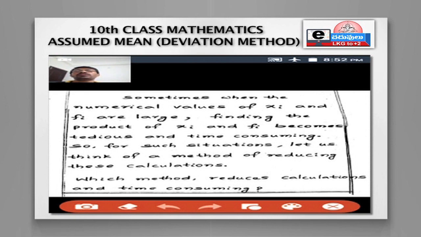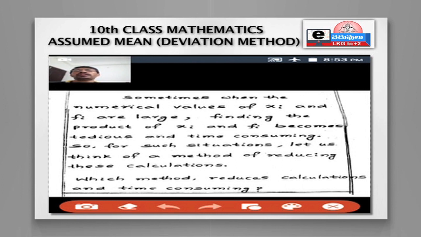So we require one more method to reduce these calculations. Which method reduces calculations and time? We require one more method, that is the assumed mean method. The assumed mean method reduces these calculations and time.